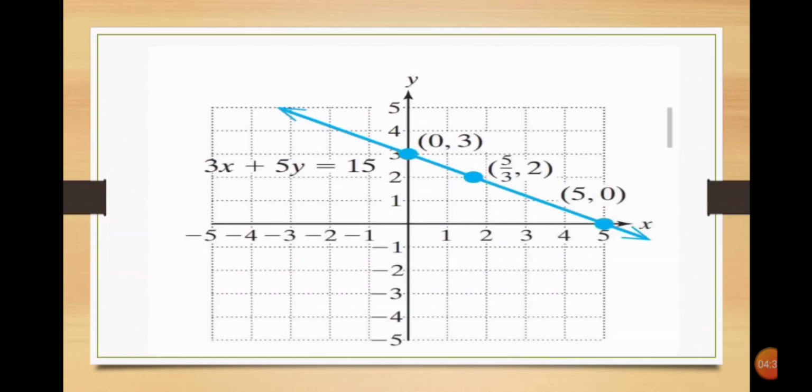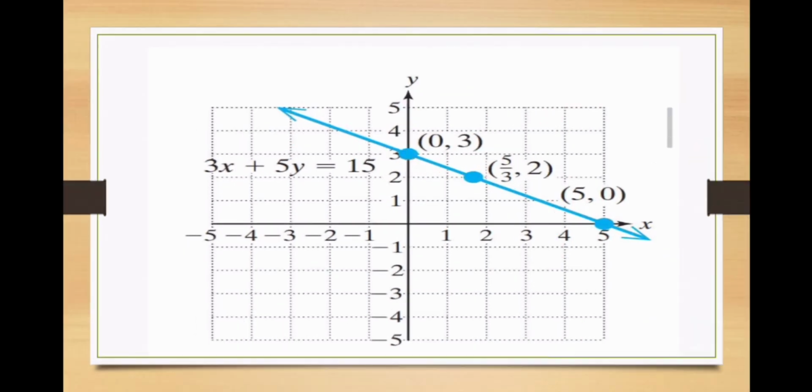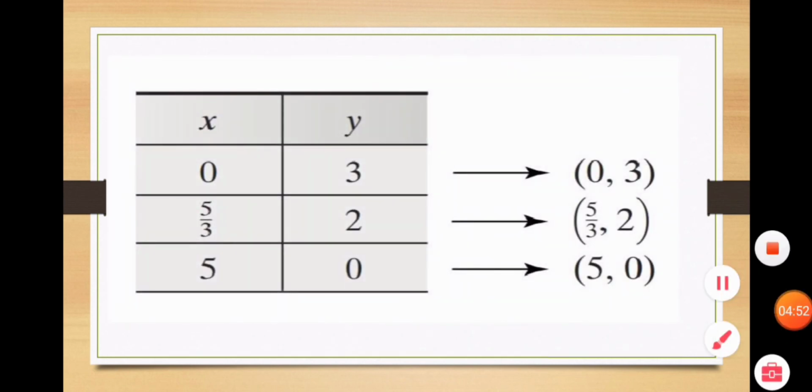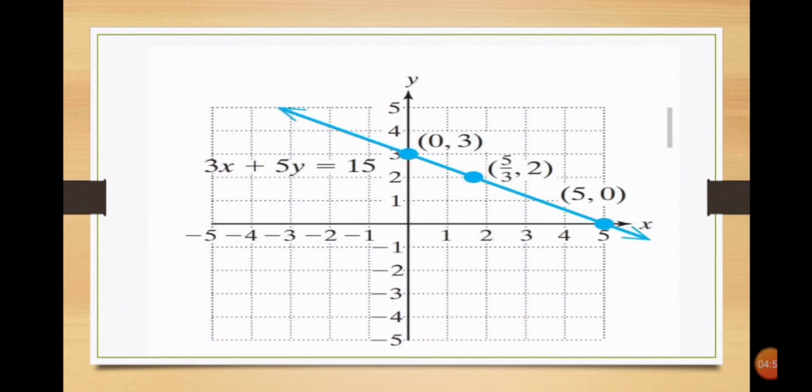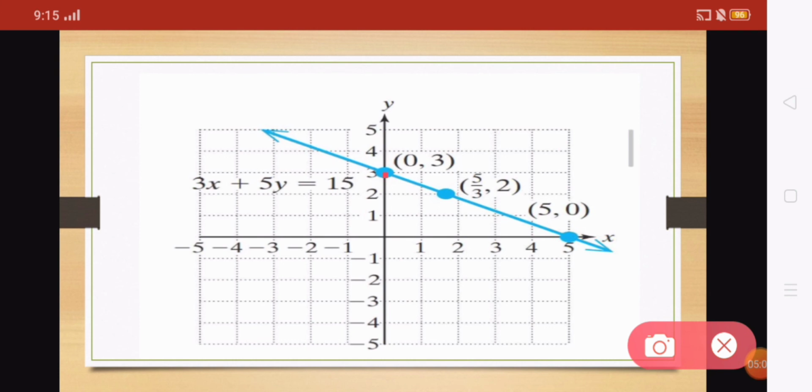So this graph is similar to the graph in GeoGebra. 0 and 3, 5/3 and 2, and 5 and 0.